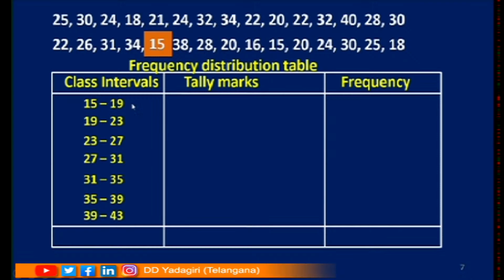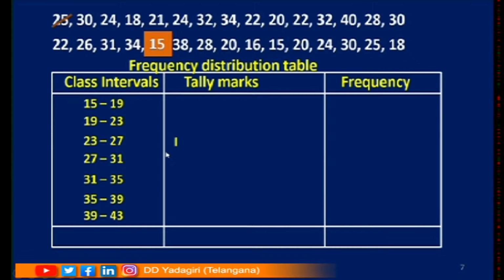Children, here we are getting 7 classes, 1, 2, 3, 4, 5, 6, 7, and the highest value must come in the last class. Are you able to get this 40? Yes. Now, what to do? You have to prepare tally marks. How? What is the first number? 25. See children, I am cancelling 25 here. Now, tell me where the 25 will come? Yes, in the 23 to 27 class.